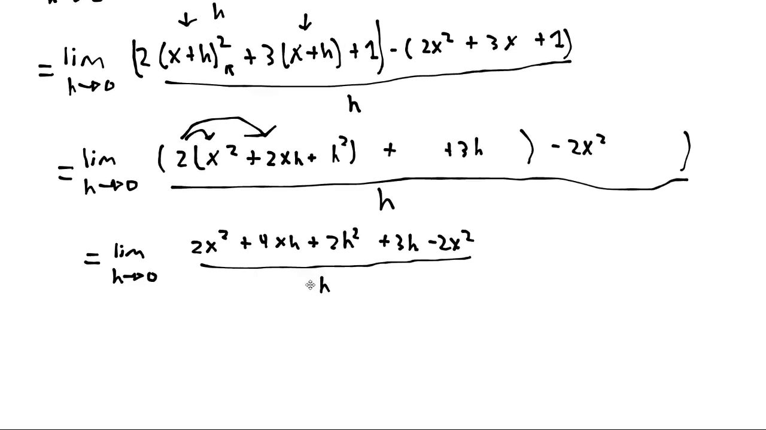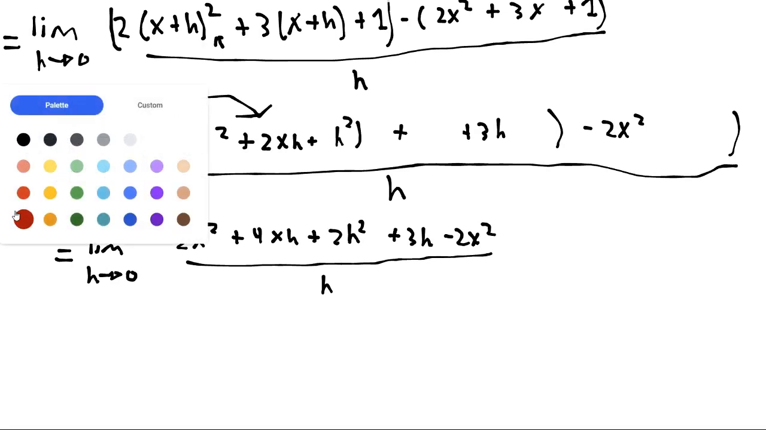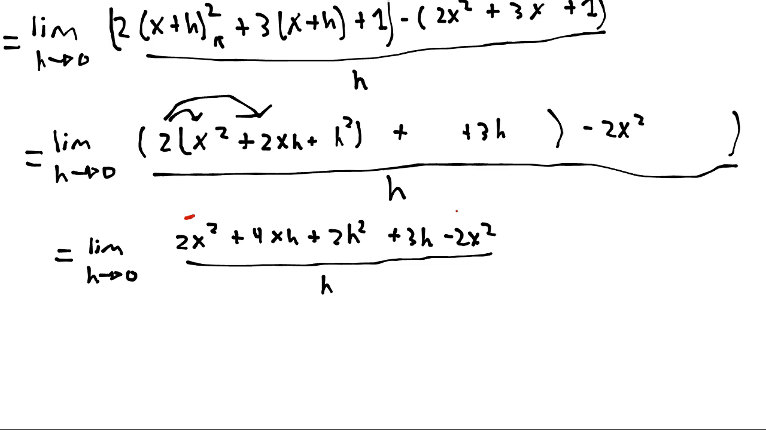Okay, so this is what it looks like now. Before we do anything else, we can take away another couple of terms here. We can take out this 2x squared with that 2x squared, because it's plus and minus. So these two things can be taken away, and then this is what we're left with.